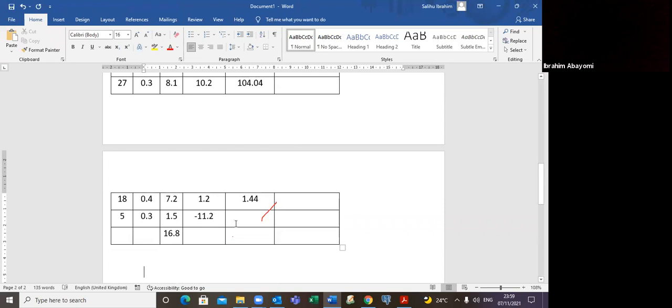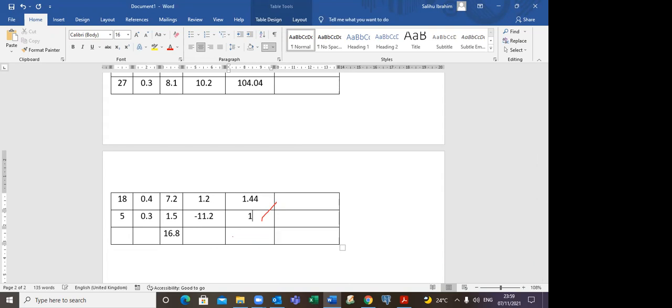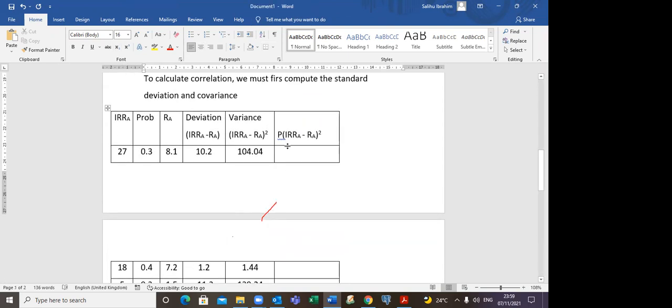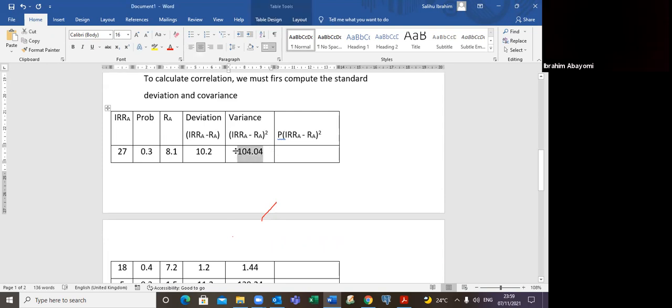Yeah, let's continue. Give me this one. 11.8 squared is what? 139.24. So you now multiply by the probability. 104.04 times 0.3 gives you what? 31.212.